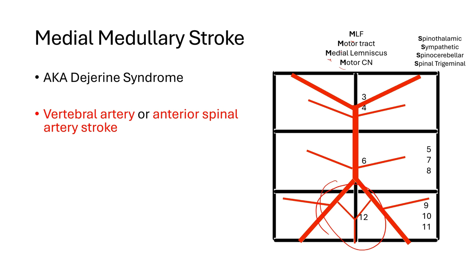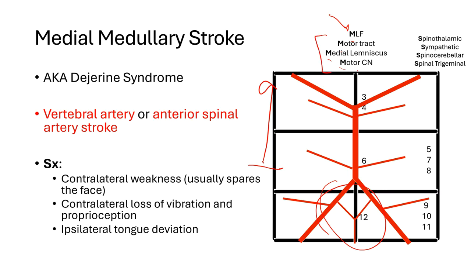I do want to emphasize with the MLF, typically this is only seen with issues in the pons and up, because this connects the cranial nerve 6 to the contralateral cranial nerve 3. Thus, typically in a medial medullary stroke, except for some rare variants that may exist out there, we typically don't have any issues with the MLF. It'll just really be these 3. So how does this present? Well, we're going to have contralateral weakness, which usually spares the face, and that's because we are affecting the motor tract, the corticospinal tract. We also have contralateral loss of vibration and proprioception.